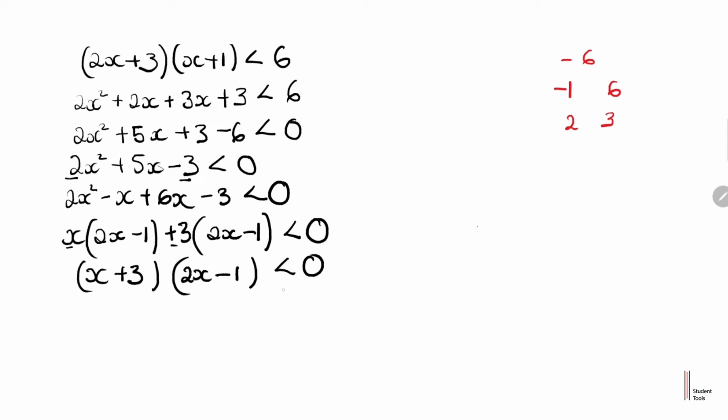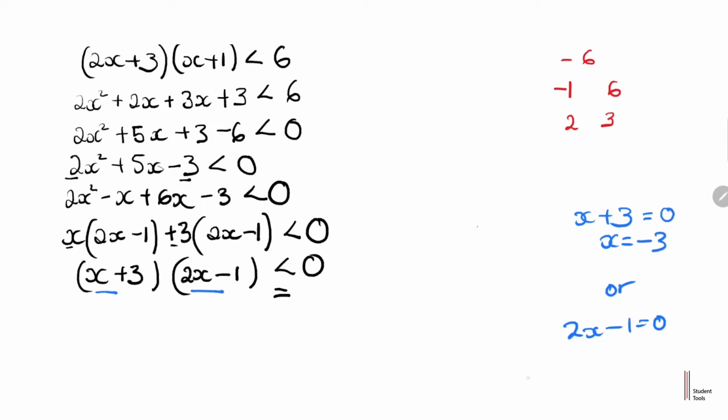So if we had an equal sign here, not the inequality sign, we would say x plus 3 equal to 0, or 2x minus 1 is equal to 0. And then make x the subject. So here when we make x the subject, x will be equal to minus 3.